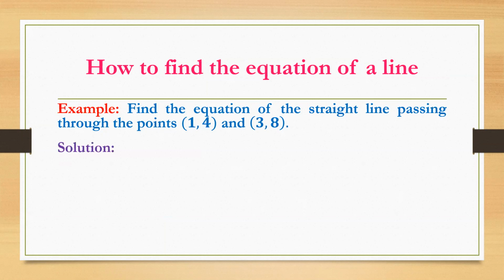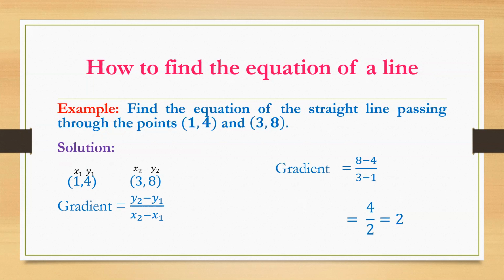Okay, let us see this example. So we have 2 points, 1, 4 and 3, 8. I need to calculate the gradient. So first, I'm going to label the coordinates as x1, y1 and x2, y2 respectively. Now, the formula for gradient is y2 minus y1 over x2 minus x1. So now I'm going to replace the values of x1, x2, y1 and y2 in the formula. 8 minus 4 over 3 minus 1. And simplifying, I will get the gradient as 2.